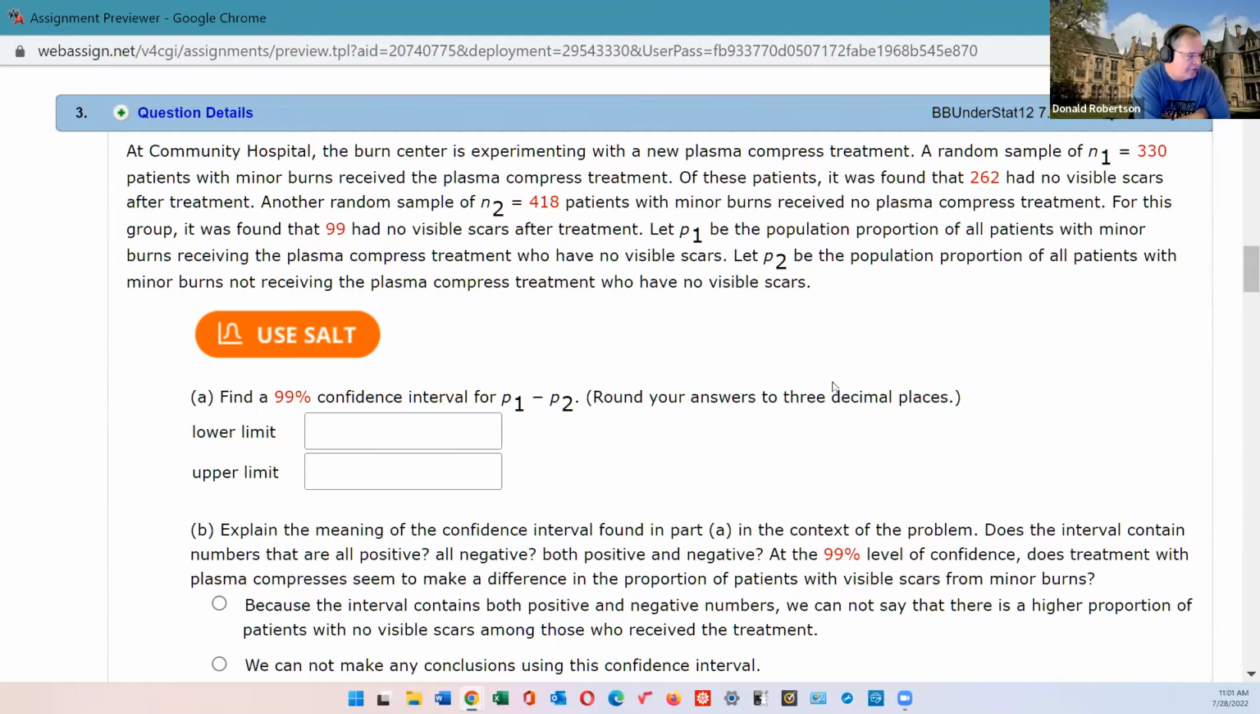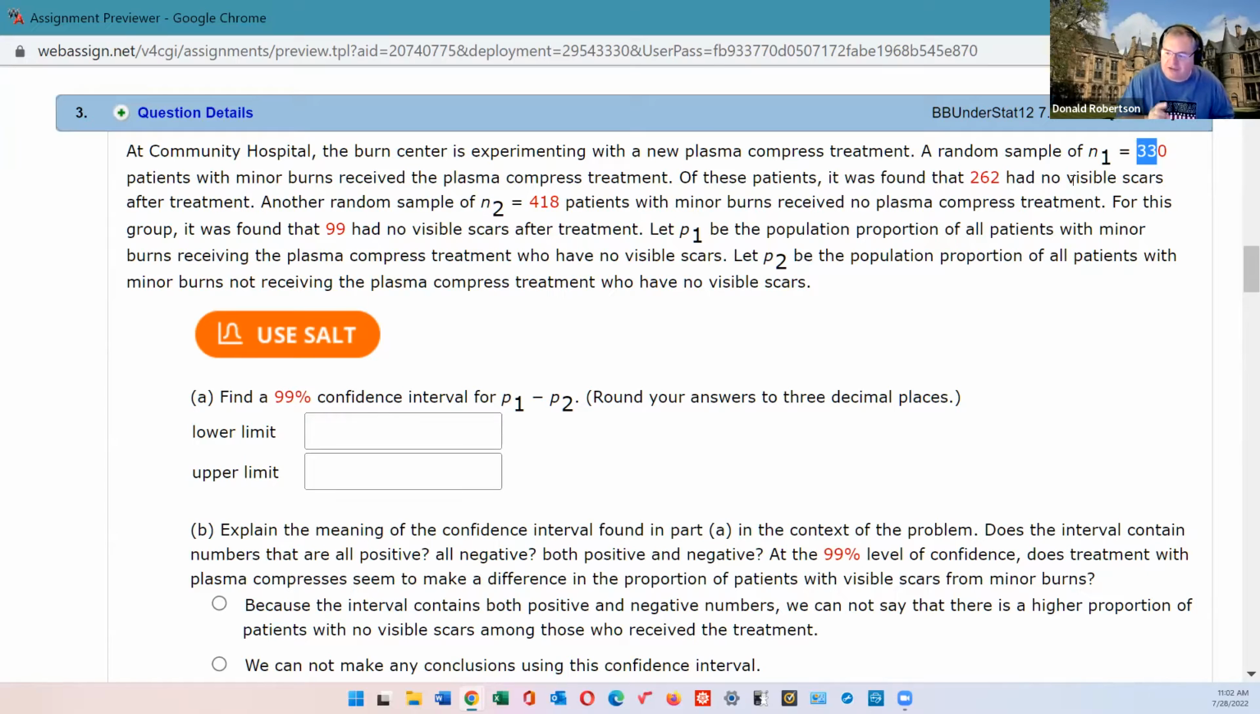Okay, so they've got this new thing called plasma compress treatment. They'll probably end up calling it a PCT, because that's what they do. Everything in medicine, they make it letters. So they get a PCT, and this is a new way of treating burns, evidently. They have a random sample of 330 patients with minor burns, and they get the PCT treatment. Of these patients, it was found that 262 out of 330 had no visible scars.